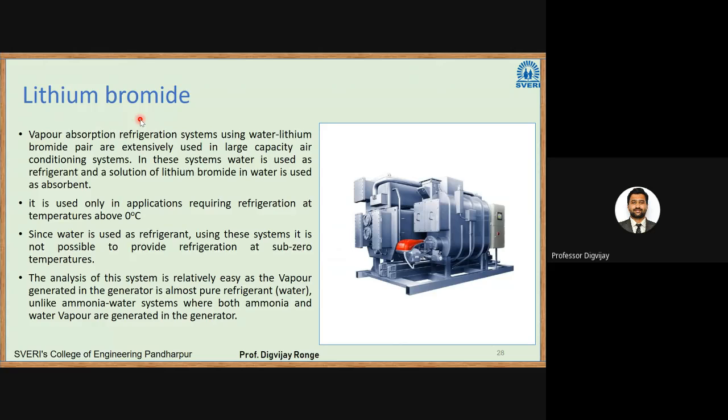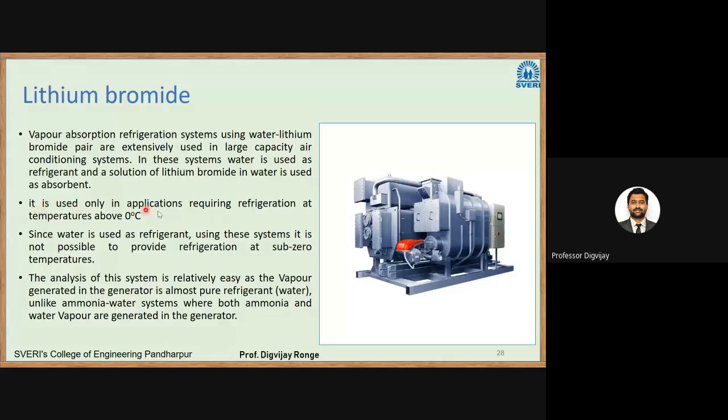Okay. So what we studied previously was aqua ammonia. In that case, ammonia was the refrigerant and water was the absorber. In lithium bromide, the lithium bromide is the absorber and the water is the refrigerant. Okay. So what it says: vapor absorption refrigeration systems using the water, lithium bromide pair are extensively used in large capacity air conditioning systems. In this system, water is used as a refrigerant and a solution of lithium bromide in water is used as an absorbent.